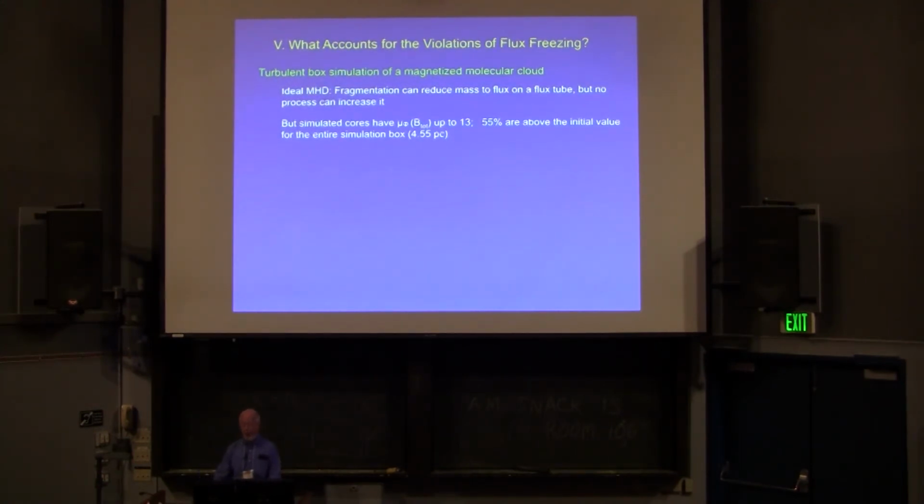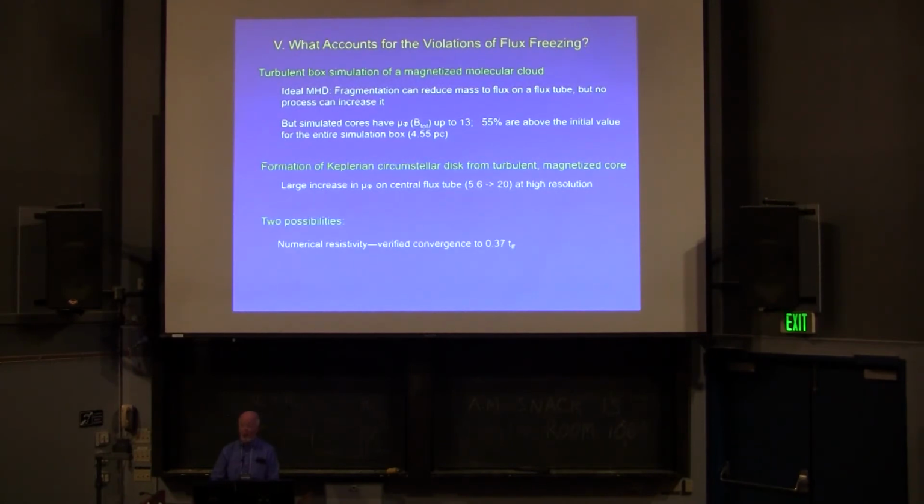When I talked about the turbulent box simulation of a magnetized molecular cloud, I told you that in ideal MHD, fragmentation can reduce the mass to flux ratio, but it can never increase it. That's because you're just dividing up the mass on the flux tube, and the more I divide up the mass, the smaller the mass to flux ratio. But in the simulated case, we actually found that this increased rather than decreased. Then we saw the formation of a Keplerian circumstellar disk from a turbulent magnetized core. There was a large increase in the mass to flux ratio in the central flux tube from 5.6 to 20.